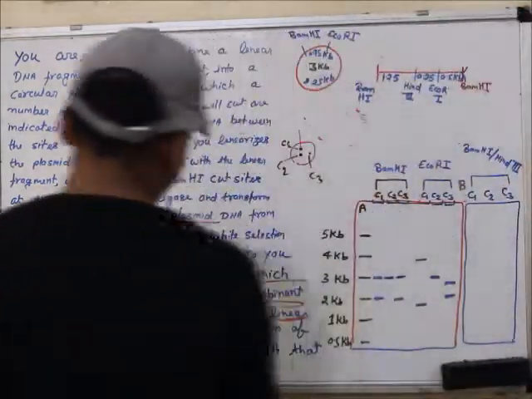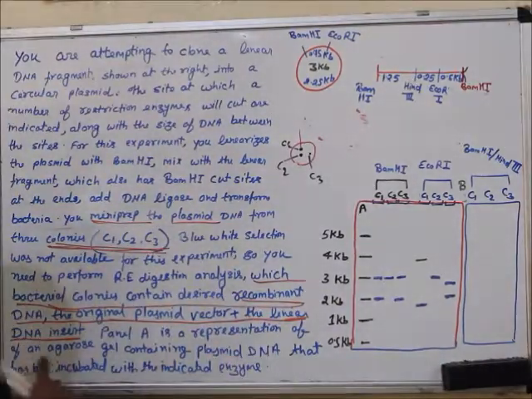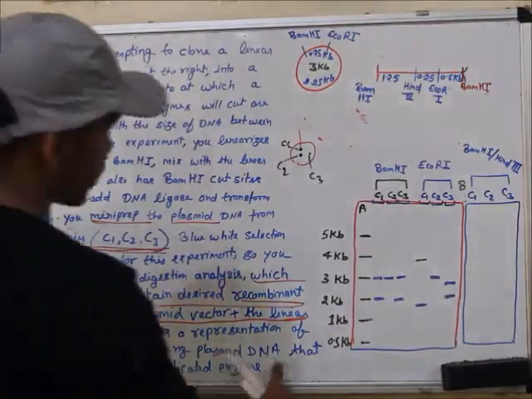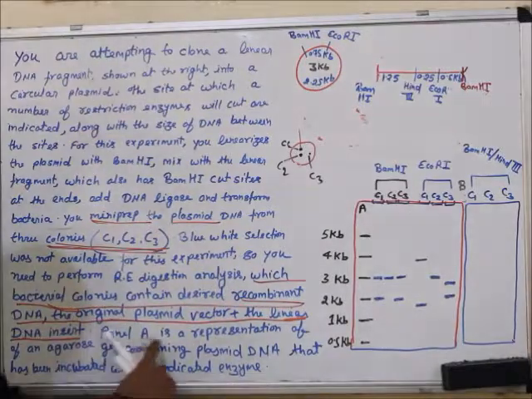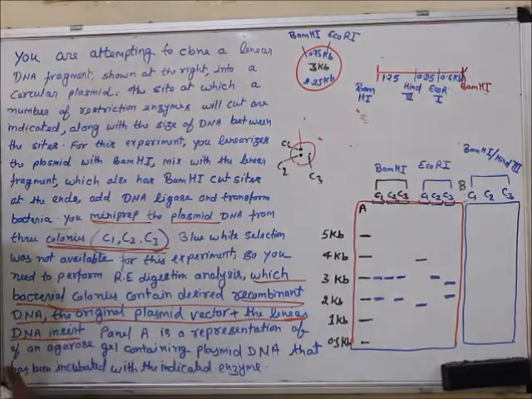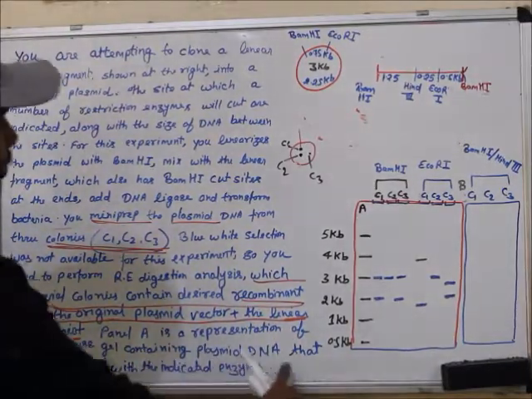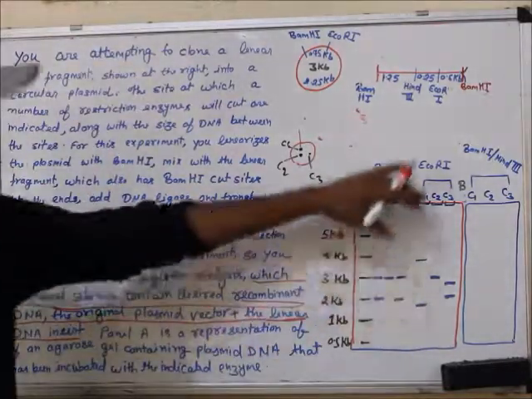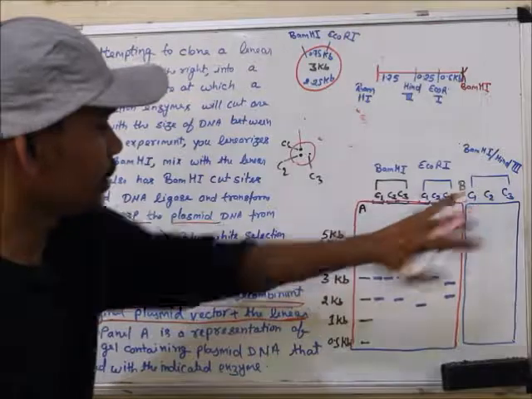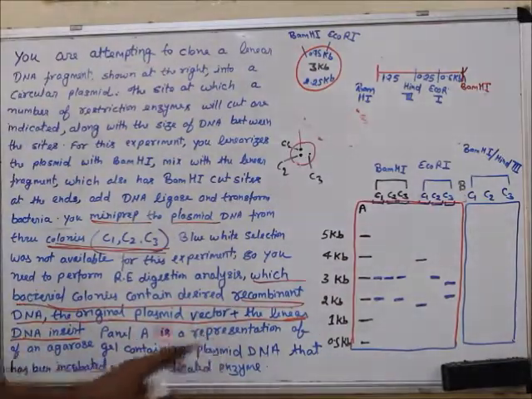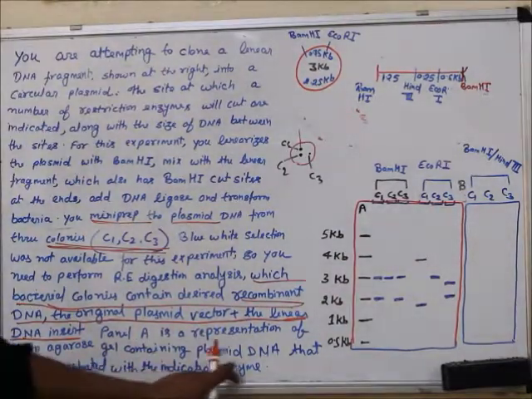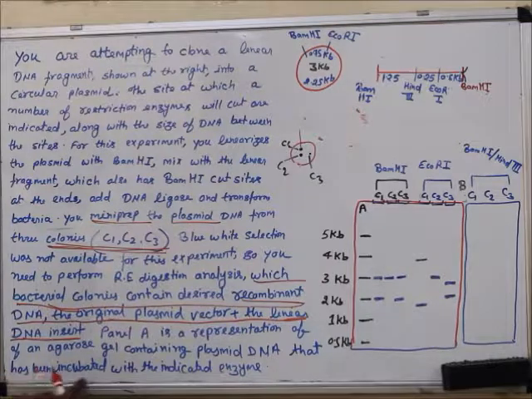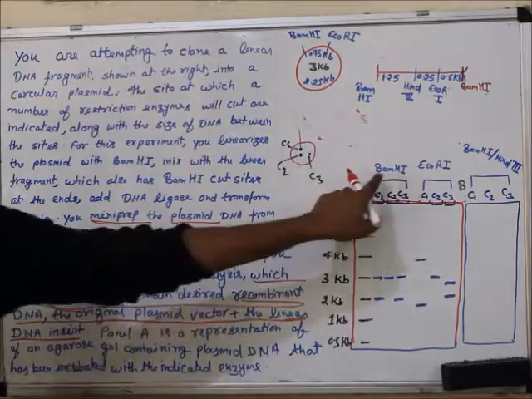Okay. Panel A is a representation of an agarose gel containing plasmid DNA. This is panel A. This is panel B. So panel A is a representation of an agarose gel containing plasmid DNA that has been incubated with the indicated enzymes.